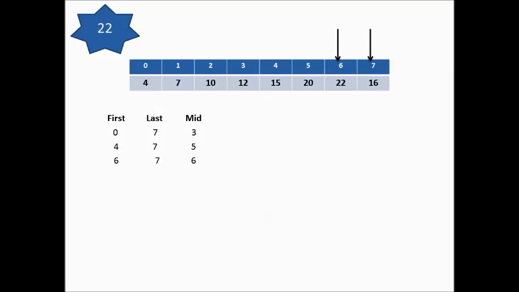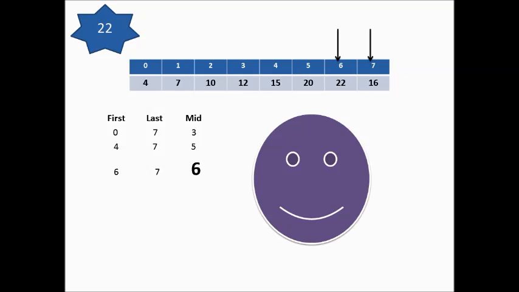So because of that, first becomes mid plus 1. So first becomes 6, last stays 7, and mid is 6. 6 plus 7 is 13 divided by 2 gives you 6. So now we say, is 22 at position 6? So clearly 22 is at position 6. And if you look at the binary search, it returns the 6 because it found 22 at position 6.